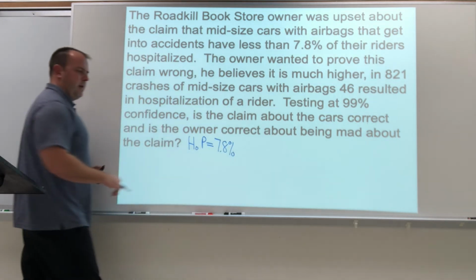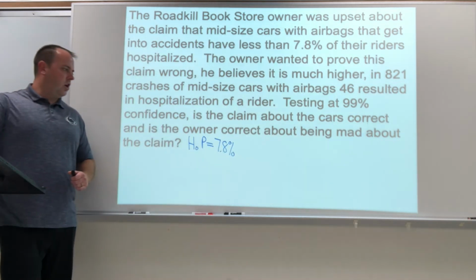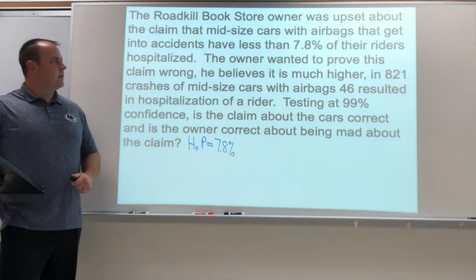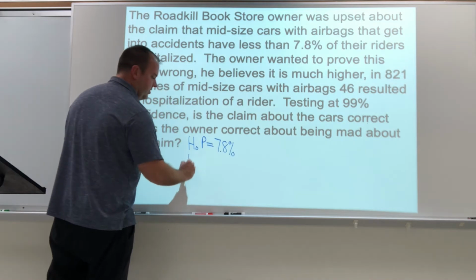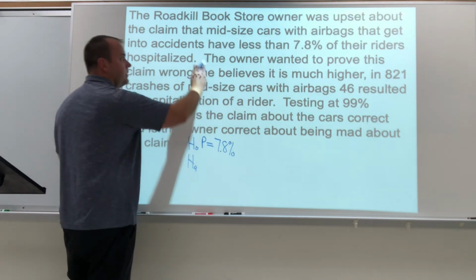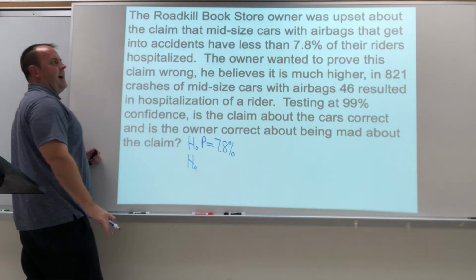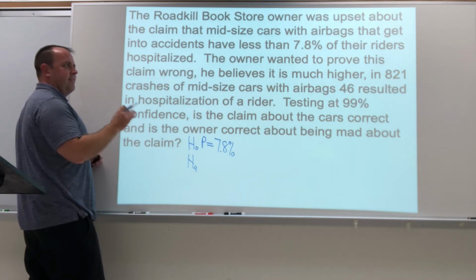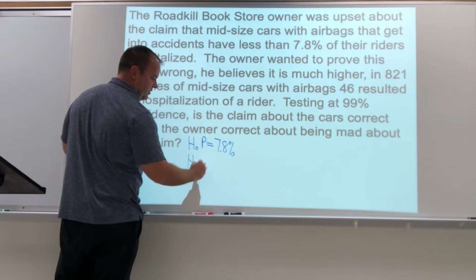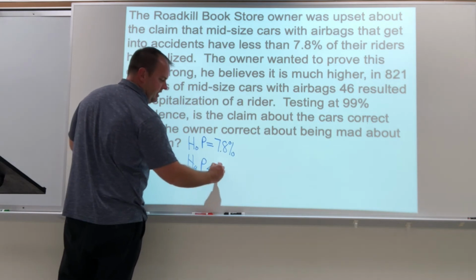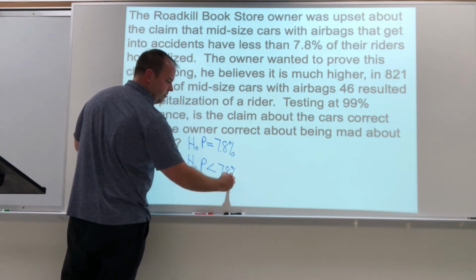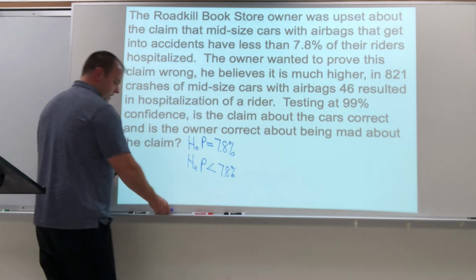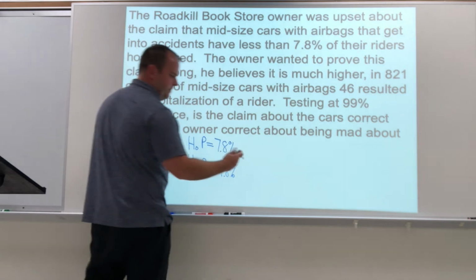Okay, so I have my null being p is equal to 7.8%. And our alternative, we're testing the claim that the accidents have less than 7.8% of their riders hospitalized. We want to see if that claim is incorrect. So p is less than 7.8%. Okay, so there's our null and alternative. Now I'm going to draw my curve.